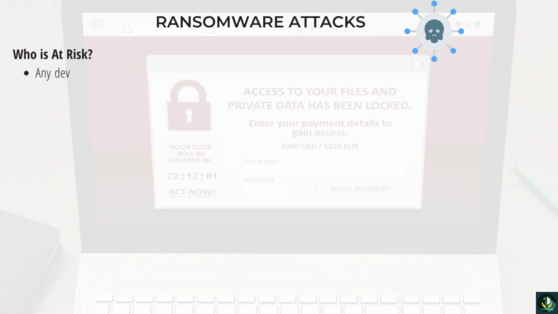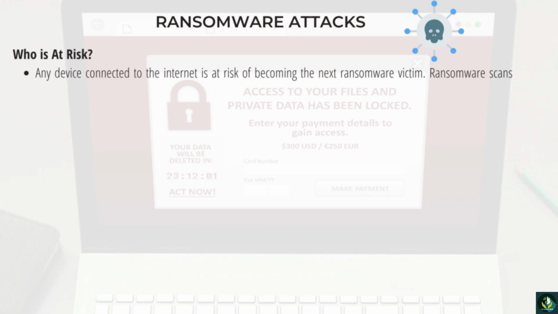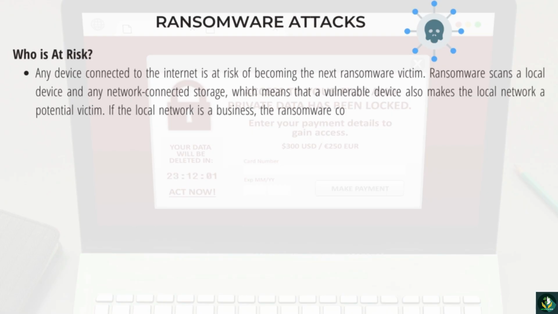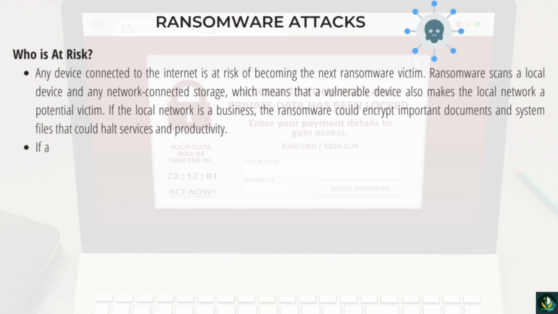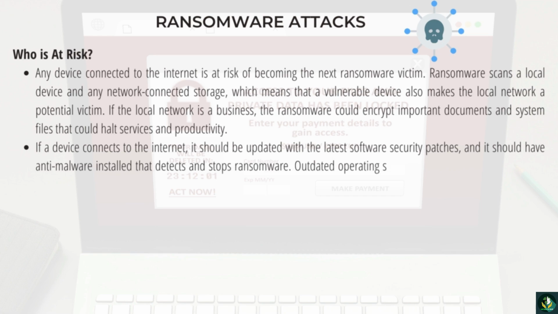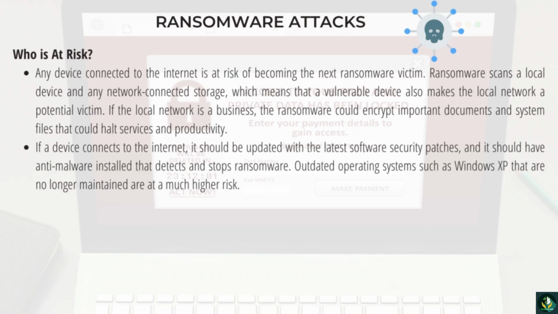Who is at risk? Any device connected to the Internet is at risk of becoming the next ransomware victim. Ransomware scans a local device and any network-connected storage, which means that a vulnerable device also makes the local network a potential victim. If the local network is a business, the ransomware could encrypt important documents and system files that could halt services and productivity. If a device connects to the Internet, it should be updated with the latest software security patches, and it should have anti-malware installed that detects and stops ransomware. Outdated operating systems such as Windows XP that are no longer maintained are at a much higher risk.